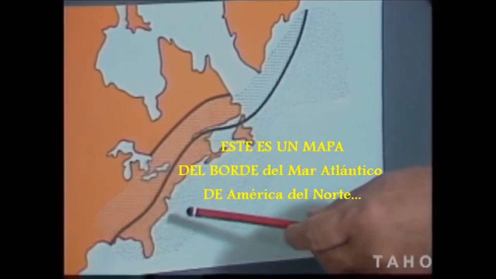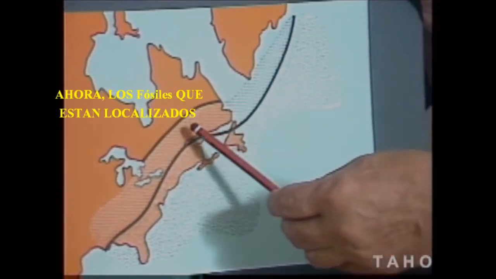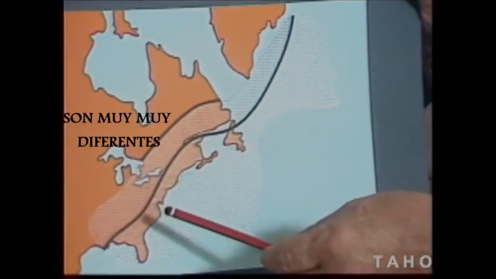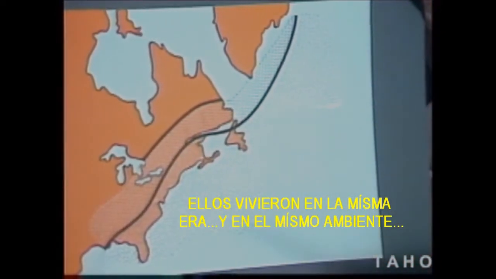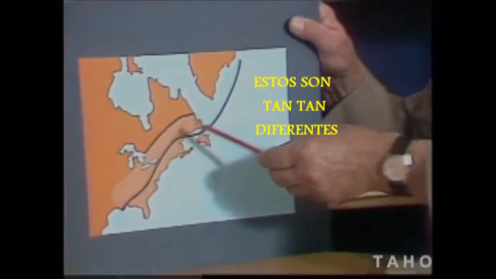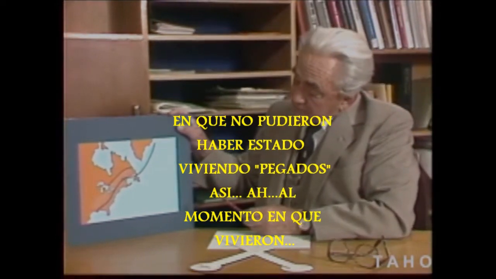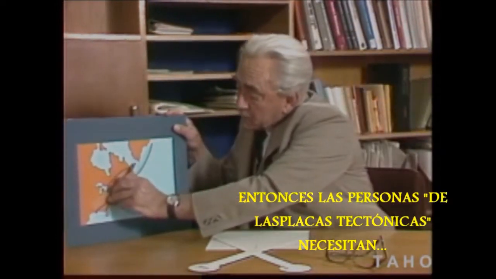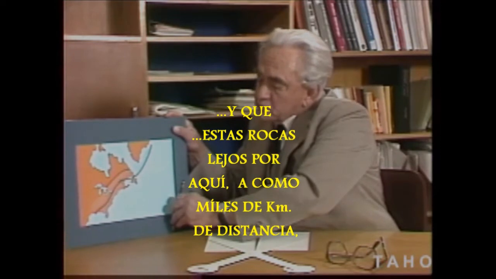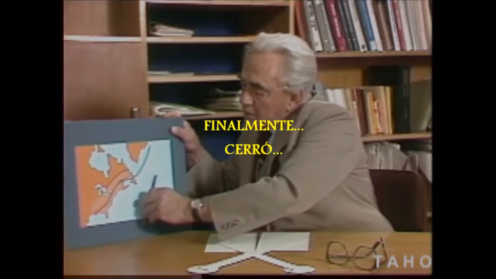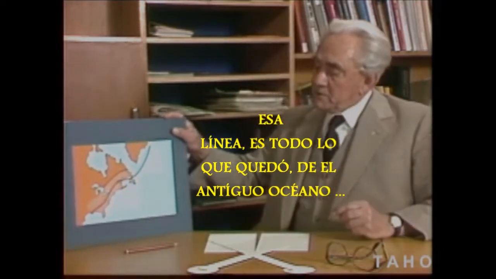This is a map of the Atlantic seaboard of North America from Florida up to Greenland. Now, the fossils of the Lower Paleozoic in here are so very different from the fossils on this side of the line, even the same age and in the same environment, that everybody agrees that they couldn't have been close together at the time they lived. So the plate tectonics people require that this line represents a wide ocean and that these rocks were way over here, some thousands of kilometers away, and eventually closed with the swallowing of the whole ocean along that line. So that line is all that is left of the ancient ocean.